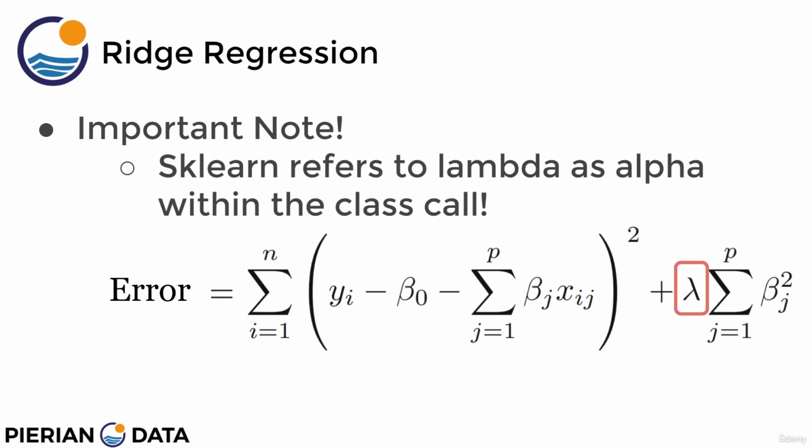Later on, when you see me in the Jupyter Notebook editing the alpha parameter, really what it is for ridge regression is that lambda parameter that we discussed earlier. Just a thing to keep in mind.